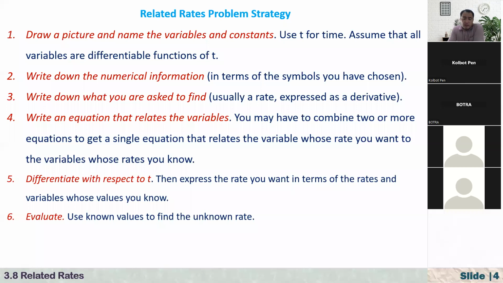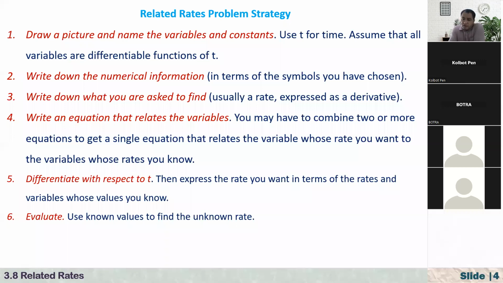Something like this. And use t for time. Assume that all variables are differentiable functions of time t. And now the second thing is to write down the numerical information. That means what is given. For example, if you're talking about a spherical container, the radius is given, or how much water is in the spherical container, if it is given, write it down.